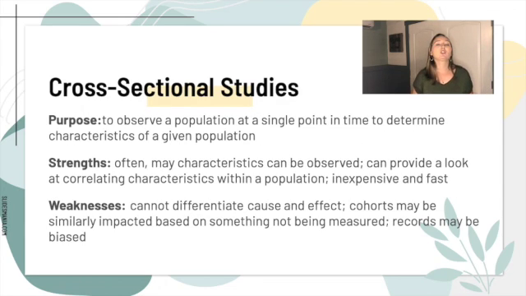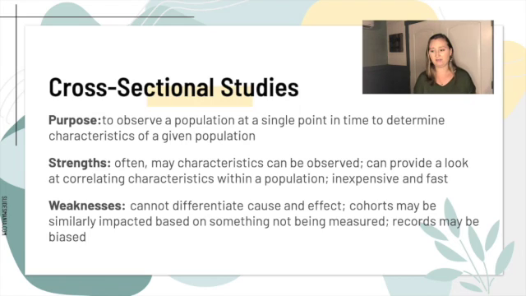All right, then we come to cross-sectional studies. The purpose here is to observe a population at a single point in time to determine the characteristics of any given population. So just pick a random moment, observe a large amount of the population, to determine characteristics there. The strengths here are that often characteristics can be observed, and they can provide a look at correlating characteristics within a population. It's also inexpensive and fast to do this research because it's a single point in time.